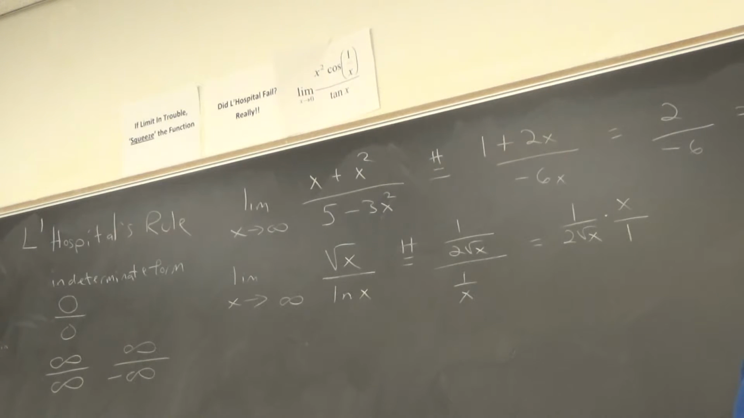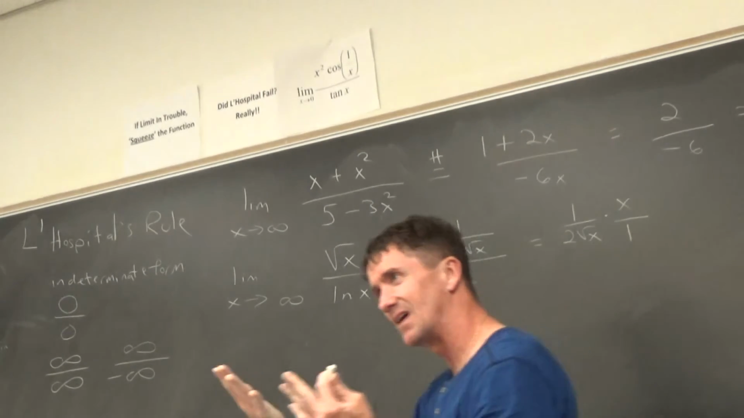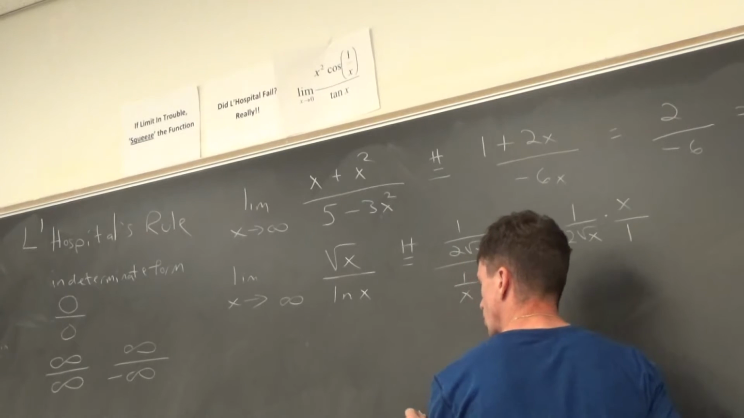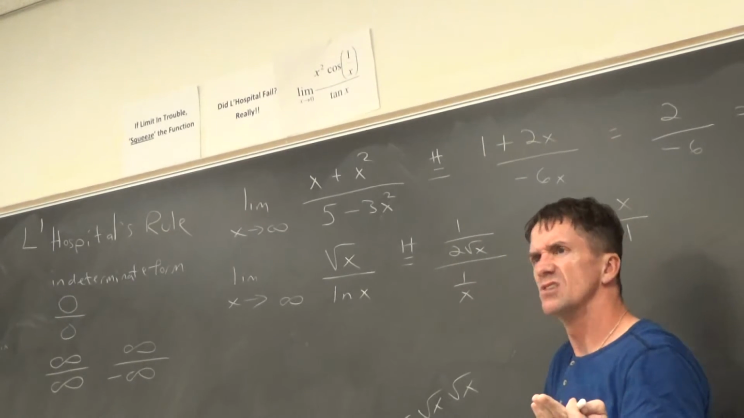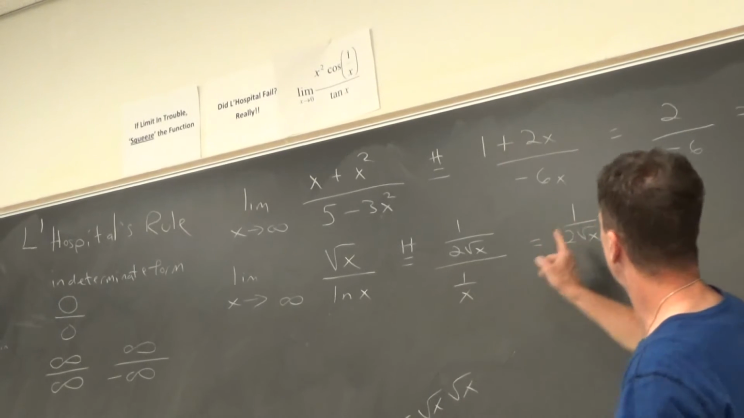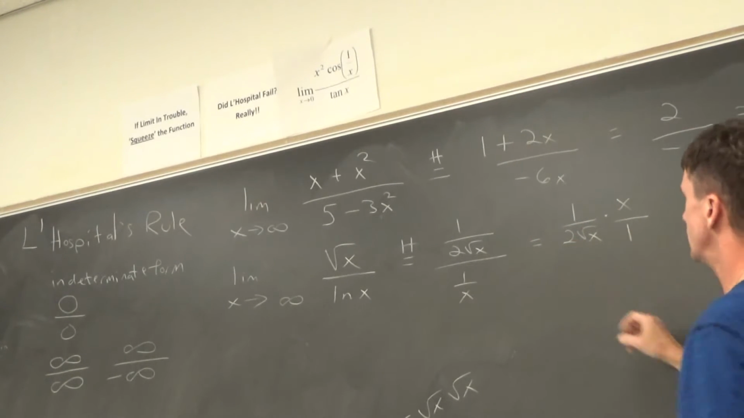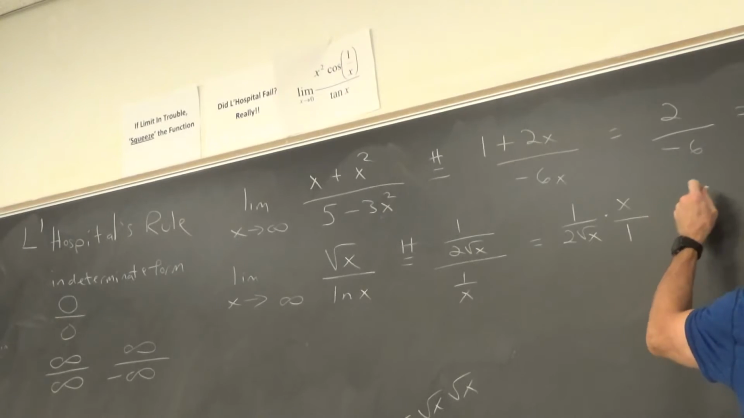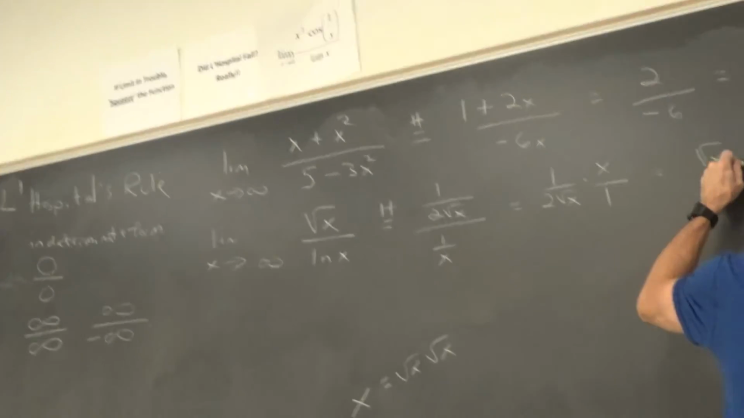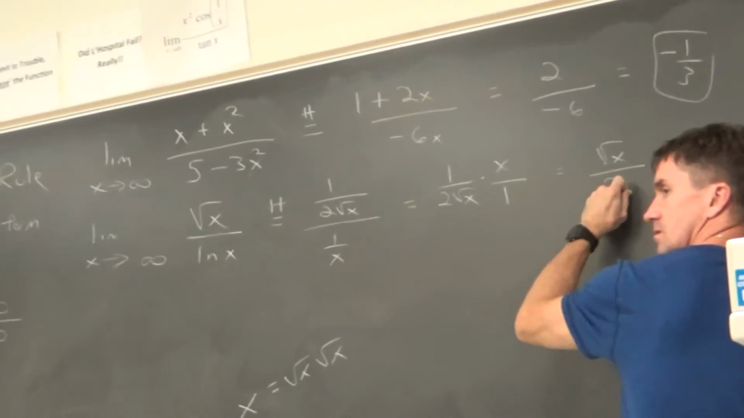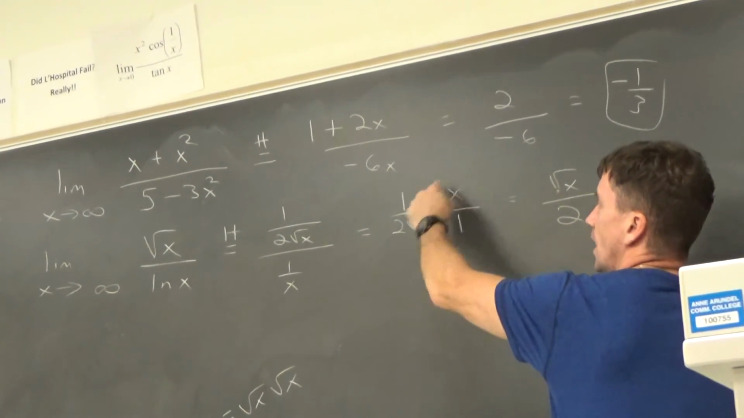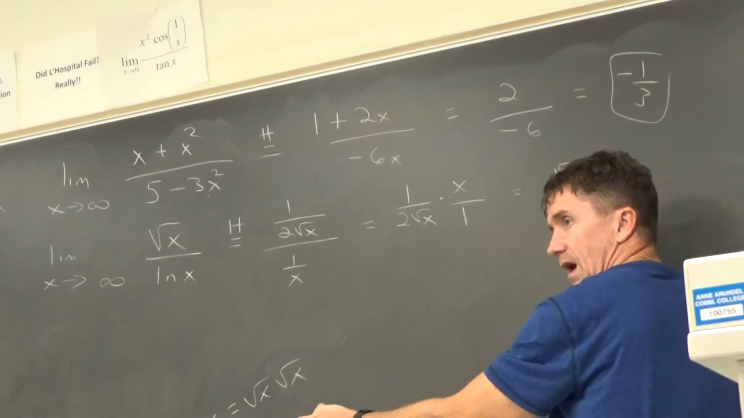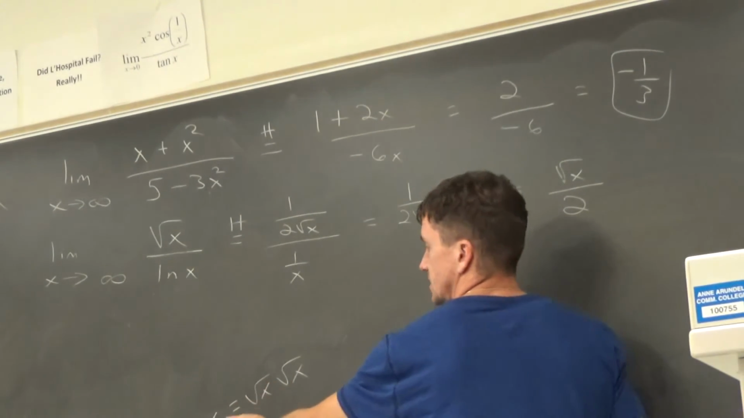It's root x times root x. That's a good way to look at it. Isn't x equal to a root x times a root x? Do y'all agree? So if you simplify this, isn't this just going to be the square root of x over 2? Is everyone okay with that? That's x to the 1, over x to the 1/2.